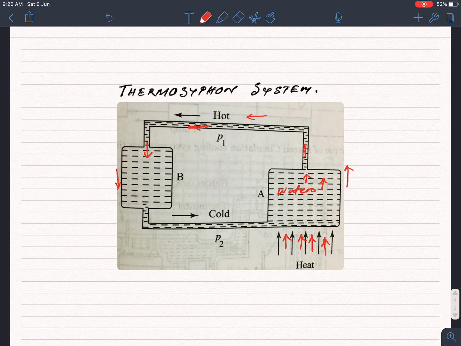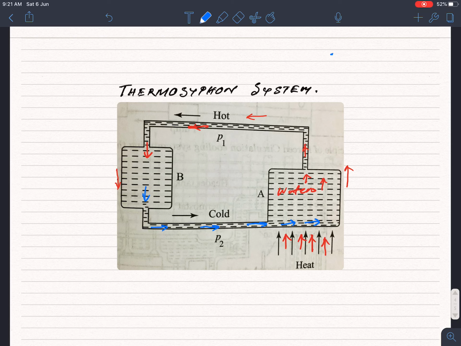Now the cold water comes to chamber B. Now the higher density of cold water makes it flow through this P2 pipe, and again the cold water comes to container A. In this way, the whole process of flowing takes place inside the thermosiphon system.